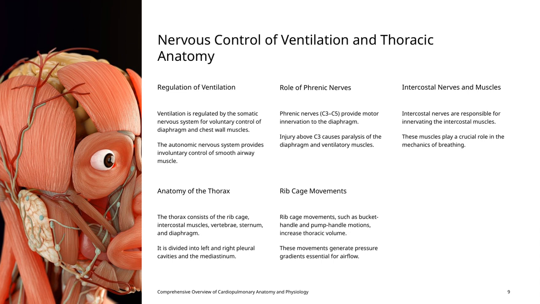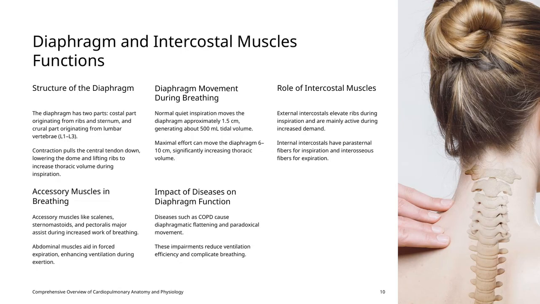Understanding this intricate neural control and anatomy helps us appreciate how our respiratory system functions seamlessly to sustain life. Let's take a closer look at the functions of the diaphragm and intercostal muscles. The diaphragm, as you know, is the primary muscle responsible for breathing. During normal, quiet breathing, it moves about 1.5 centimeters, which generates roughly 500 milliliters of tidal volume, the amount of air we typically breathe in and out.